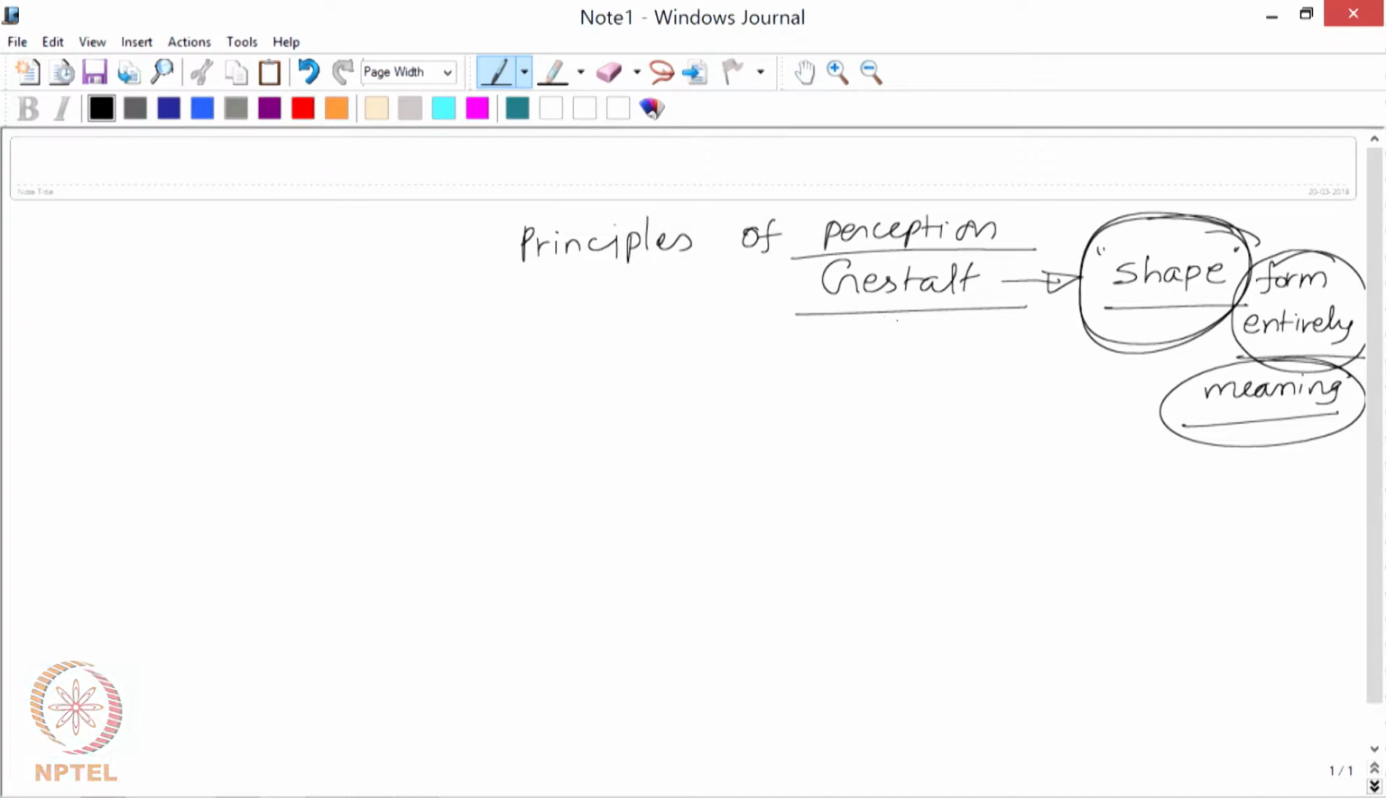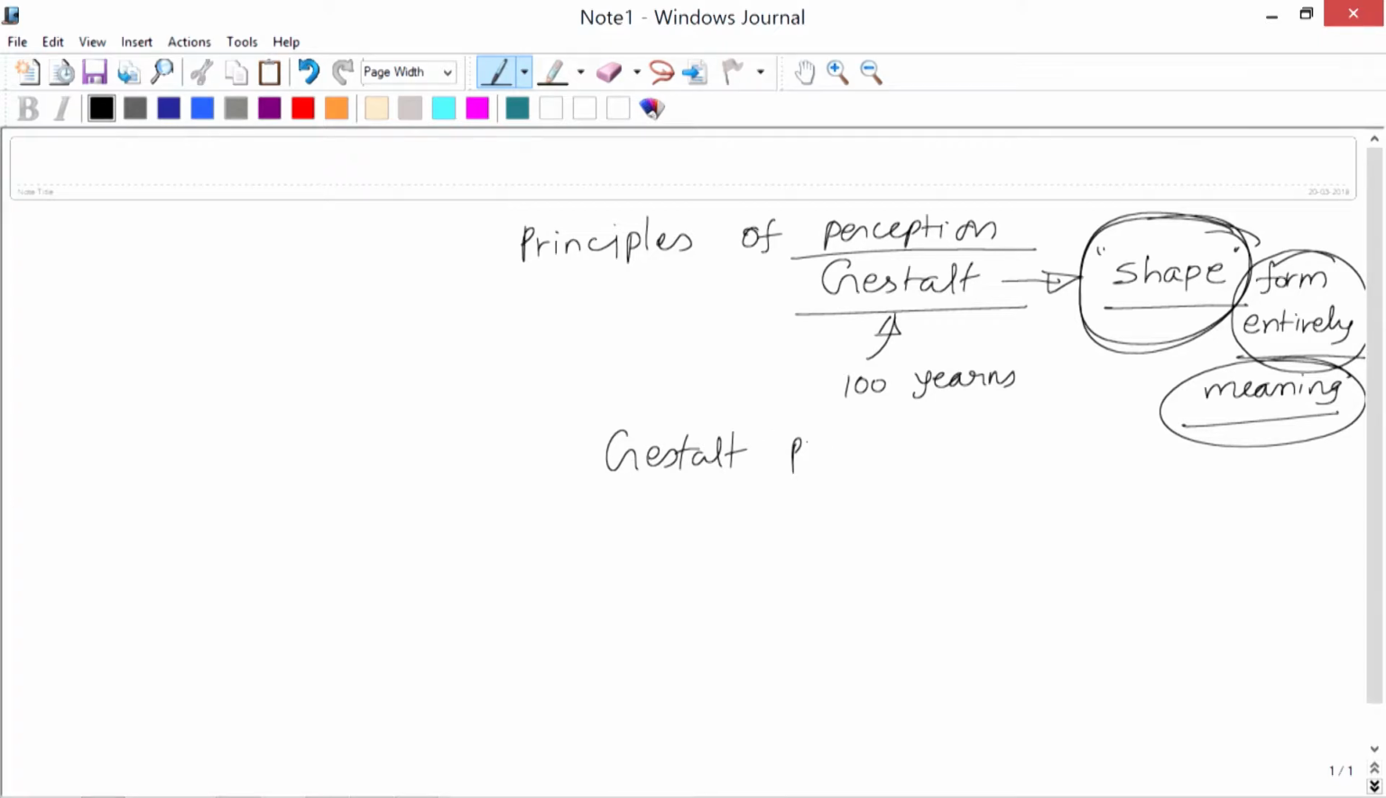These principles are about 100 years old, essentially from after the First World War, when scientists extended their psychology into the perception of visual images, and that is what led to something called Gestalt's Principles of Perception.